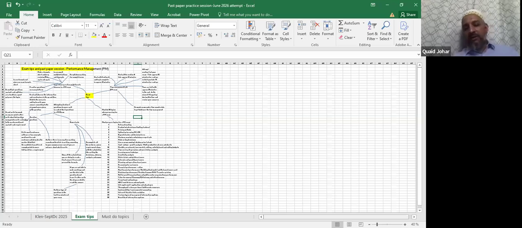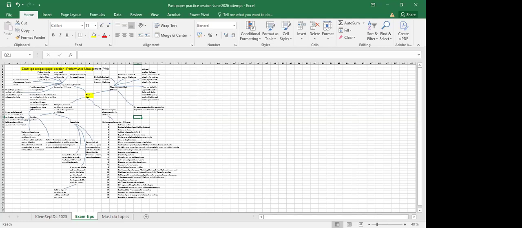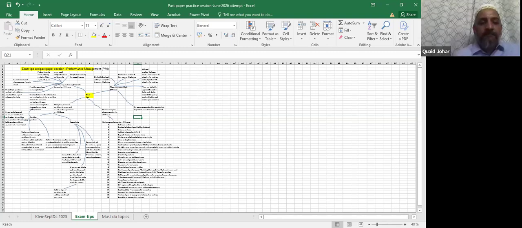Now let's move on to the question from the past paper which we are going to do today, and that's the question Clan, which has been asked in the September and December quarter 2025, and that question is testing the performance measurement area from your syllabus.